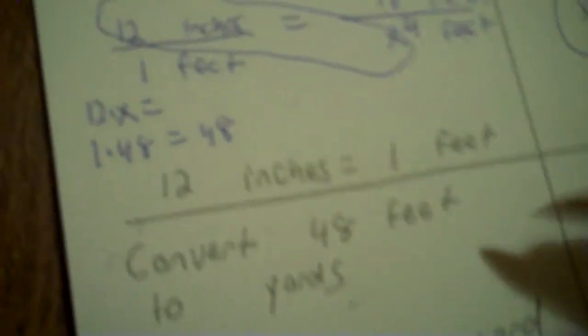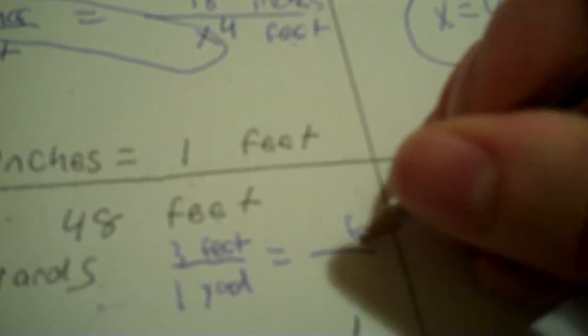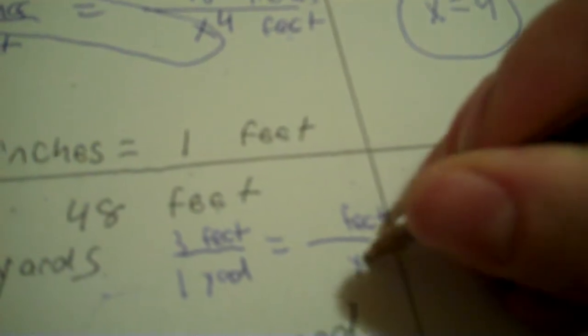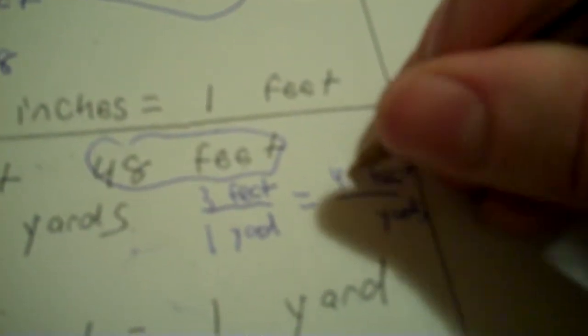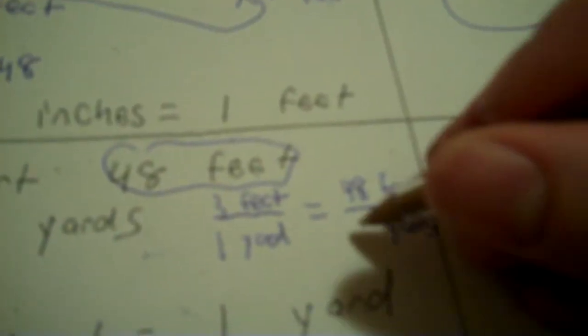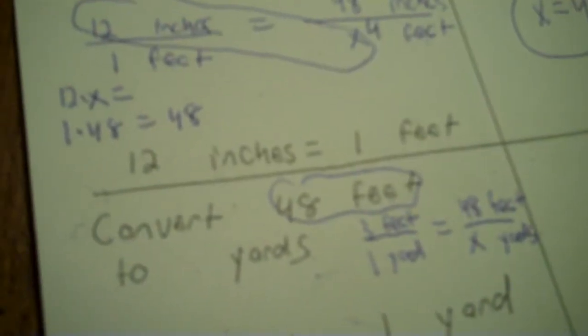Convert 48 feet to yards. I didn't give you much room here. I apologize. Okay. So put 3 feet. You got to put the word with it. Okay. 1 yard. Then feet, yards. And we have 48 feet. So 48 goes with feet. And then x yards. Okay.